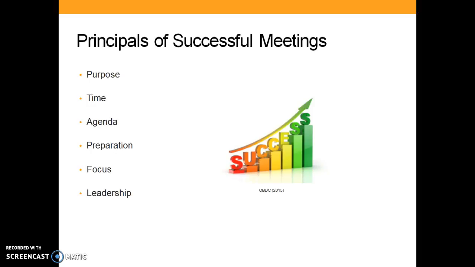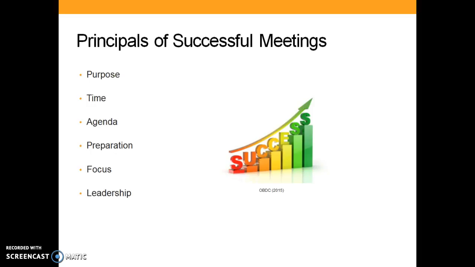Agenda. This is an outline for meeting participants to follow during the meeting. Agendas help to keep meetings aligned with respect to time. Preparation. This is vital to effective meetings. Prior to the meeting, everyone who is presenting needs to prepare their speaking points and questions.